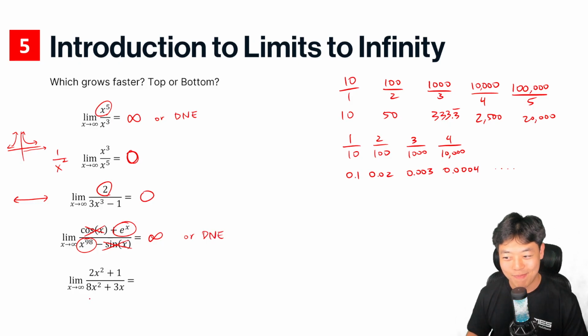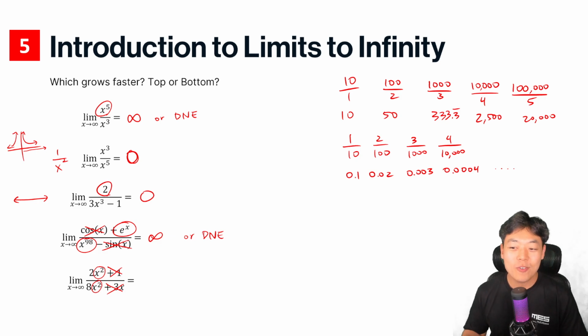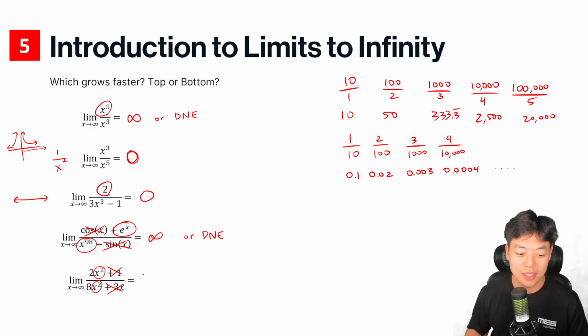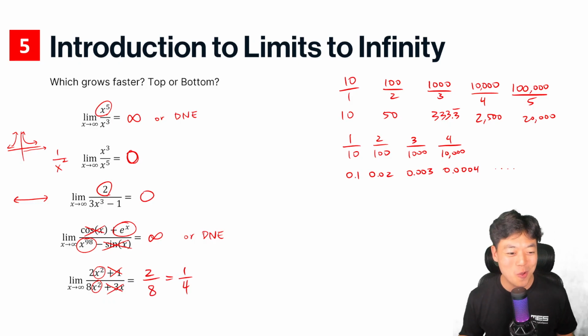Now let's check this one out. This is where the fun begins. We don't care about 1 because 2x squared grows faster than 1. We don't care about 3x because 8x squared grows faster than 3x. Now, x squared and x squared, they're growing at similar rates. The only difference are their coefficients. So guess what we do? The answer will be the fraction of those coefficients.